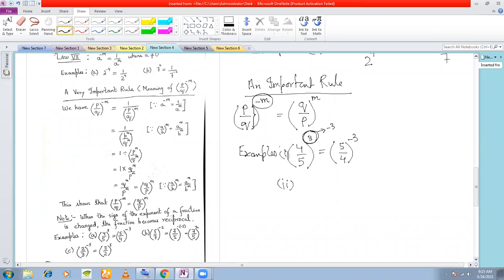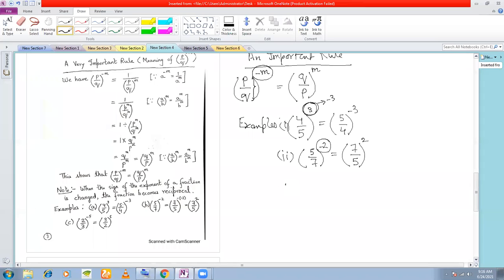Let's say example number 2. Let's say I have 5 by 7 to the power of minus 2. Now the power here is negative. I want to make it into a positive power. So what I do is I take the reciprocal of this fraction, 5 by 7, which is 7 by 5, and then raise it to a positive power.